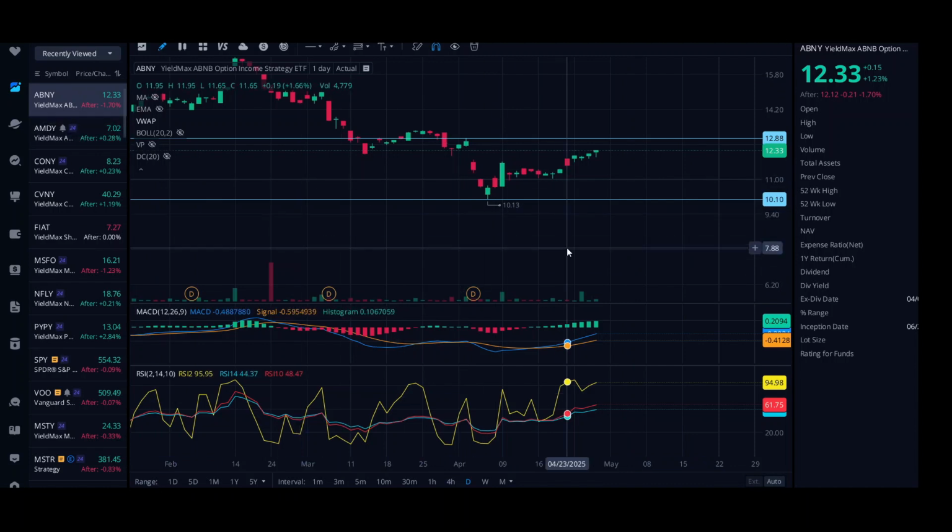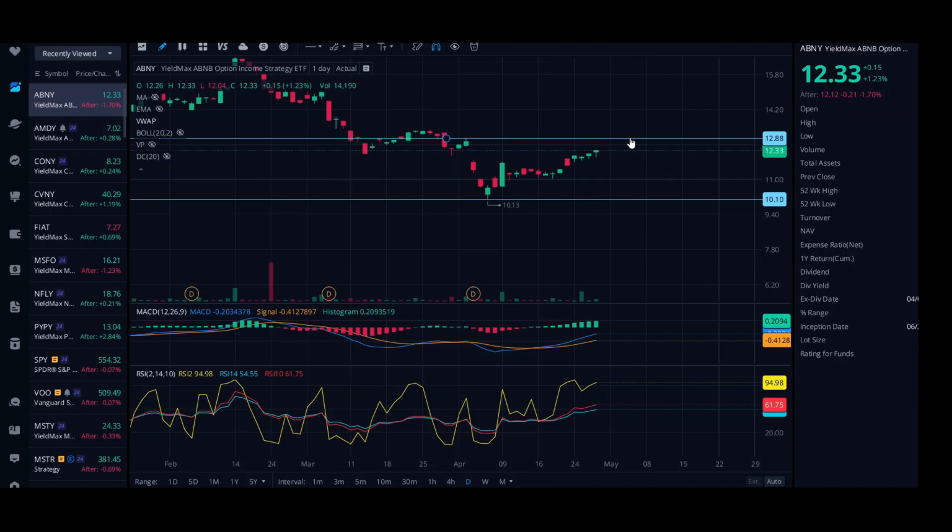As you can see here, I've already drawn in the support line, pretty much right there at $10.13. And we have a resistance line here where it touched at roughly $12.88. We're currently at $12.33. We are trending upward, and there's some good momentum here. We are crossed up on the MACD, and the RSI is at 54, and that's the RSI 14. So this one, we might get it to play up to about $12.88.